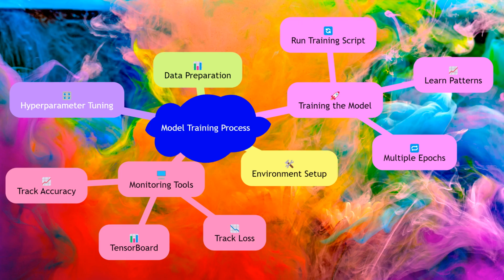Once the environment is set up, data is prepared, and hyperparameters are tuned, you can proceed to train the model. This involves running the training script, which will iterate over the data multiple times, called epochs, to learn the underlying patterns. Monitoring tools like TensorBoard can help visualize the training process and track metrics like loss and accuracy.